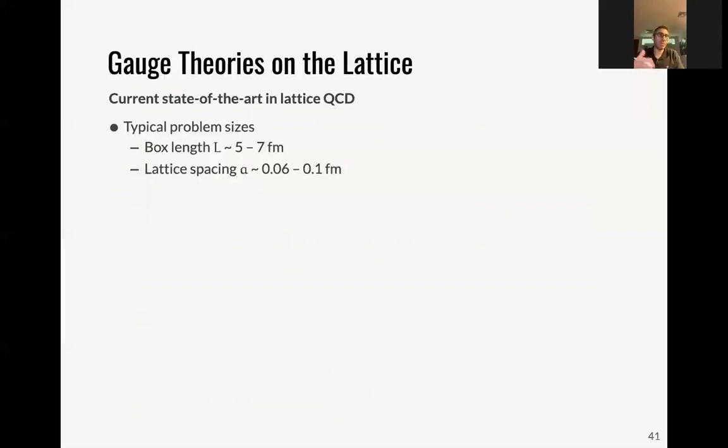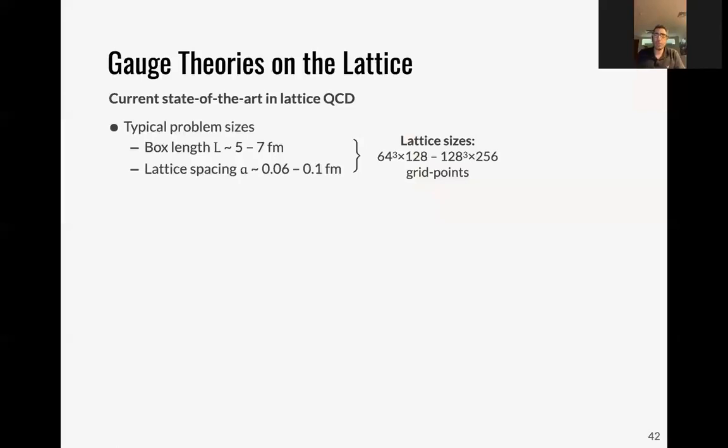In current simulations, the typical box length is about 5 to 7 fermi, whereas lattice spacings range from 0.06 to 0.1 fermi. Some simulations you might find even larger, 0.15, but typically you don't find simulations with lattice spacings lower than 0.05 fermi. So you just do a simple division here, and current lattice sizes range between 64 cube lattices to 128 cube lattices, and usually we take the time extent to be twice, or in any case larger than the volume extent.